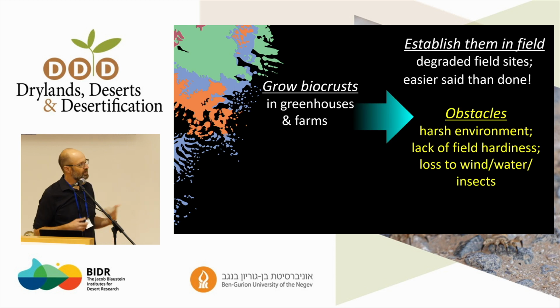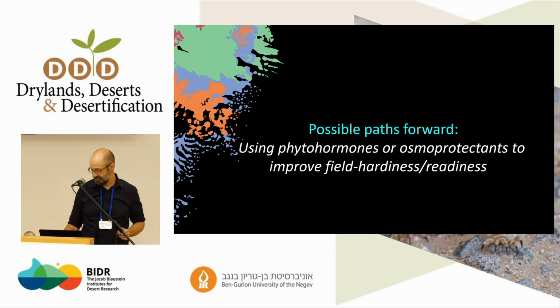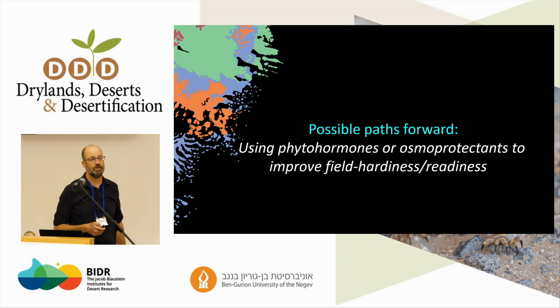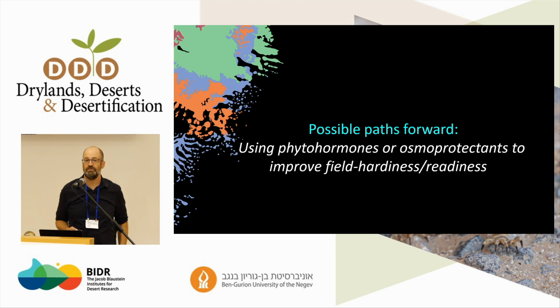So, given all these obstacles, what we'd like to do is think of possible solutions, ways to get around these obstacles, or at least minimize them, diminish them. So that's how I'm going to structure my talk. I want to talk about 3 possible paths forward to get past these obstacles. And the first idea is using phytohormones or osmoprotectants to improve the field hardiness of the biocrust material that we grow before we introduce it into the environment.